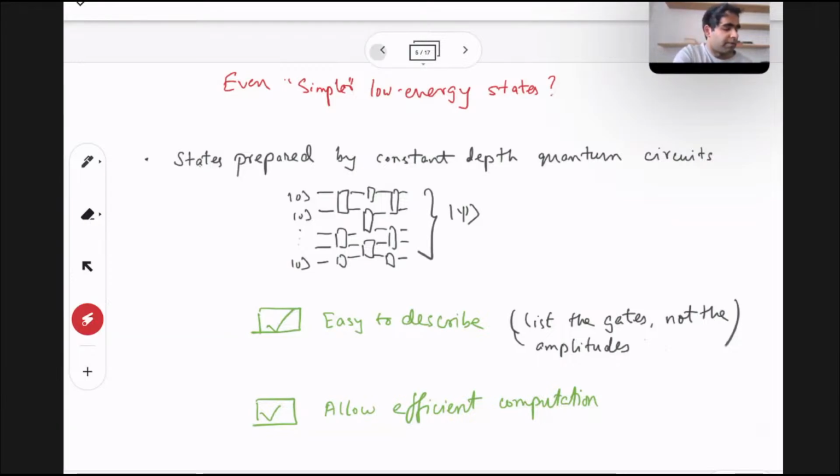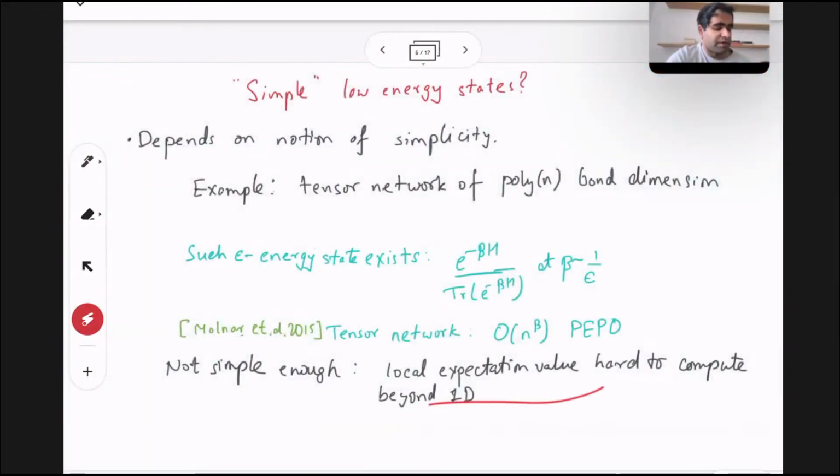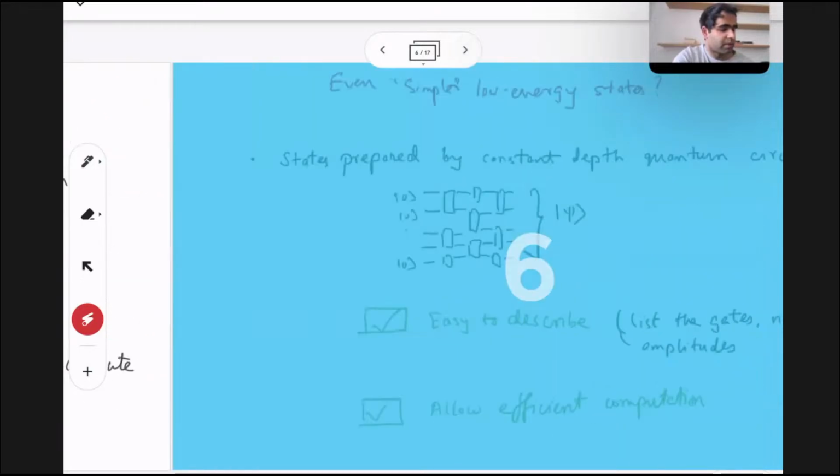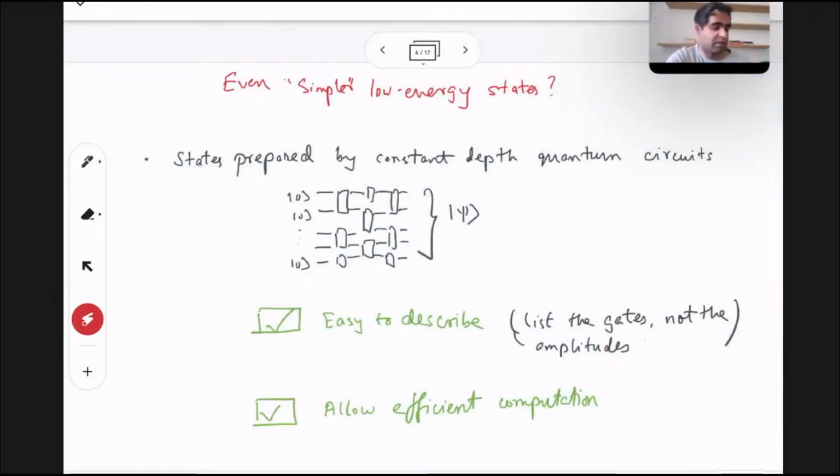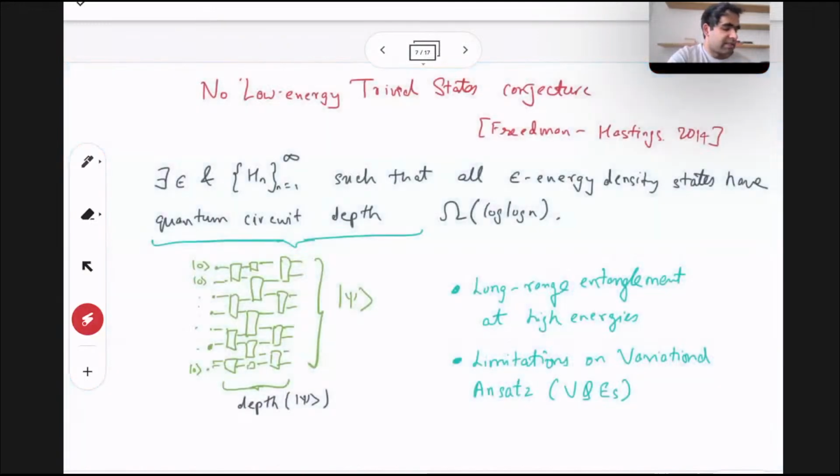So that kind of goes beyond the limitation of tensor networks. Tensor networks are not able to compute expectation values, so we cannot use tensor networks to compute expectation values. This class of quantum states is very nice because you can use them to compute expectation values. And this notion of simplicity leads to this conjecture that was posted by Friedman and Hastings in 2014.